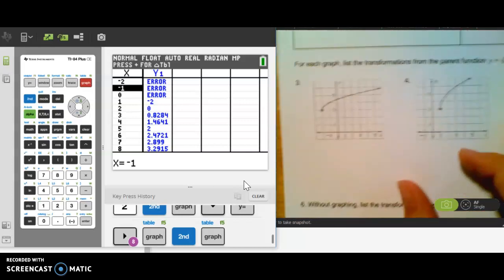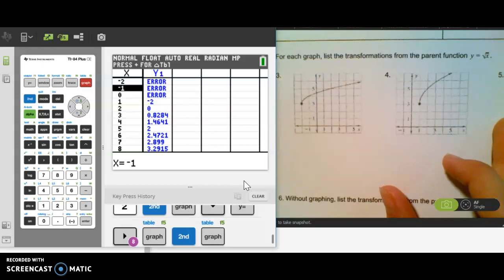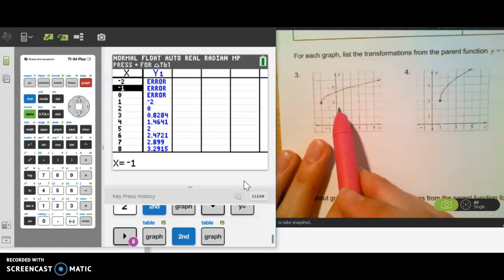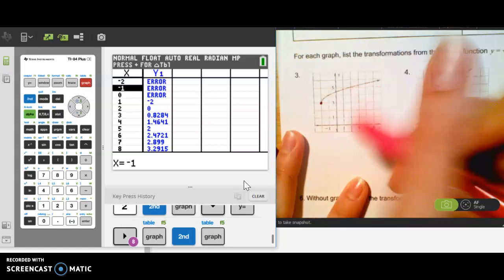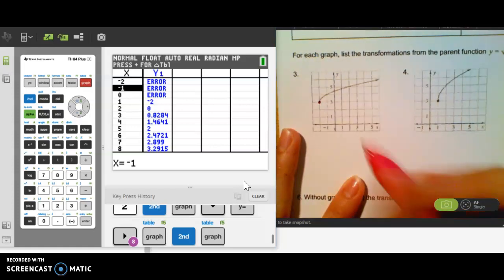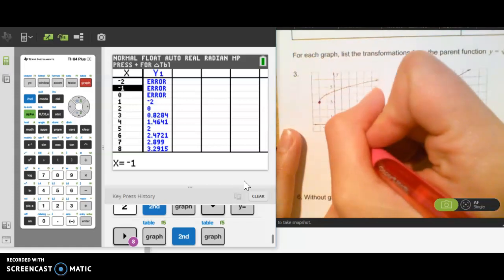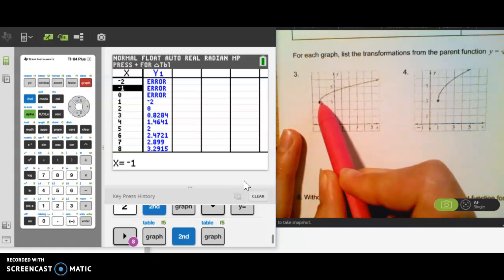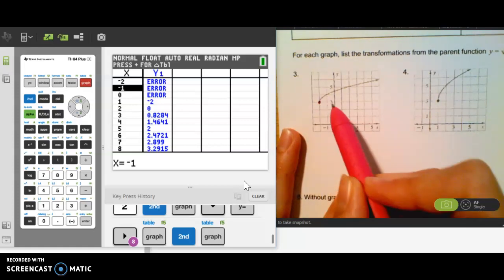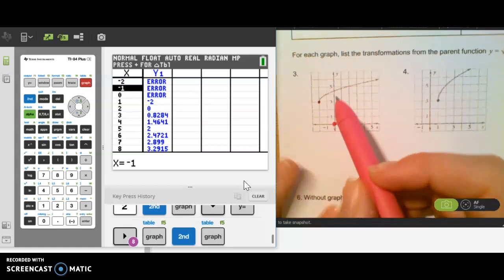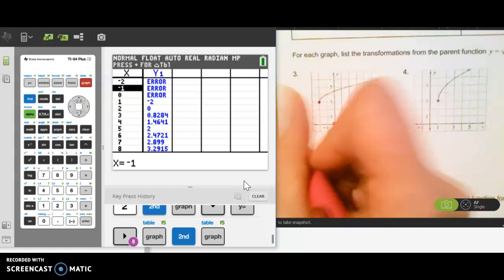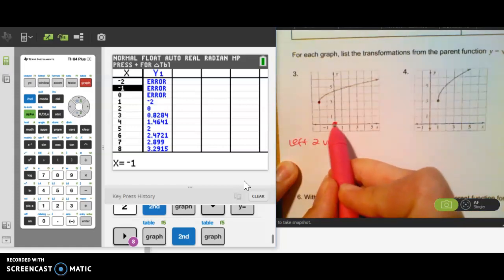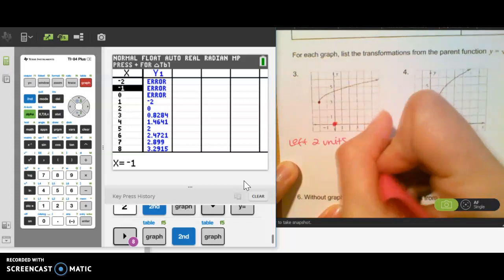All right, next one. For each graph, list the transformations from the parent function y equals the square root of x. So here is our graph. We see that our starting point is here at -2, 3. Well, what does that mean? Usually our starting point is here at 0, 0. So we are trying to find what happened to get from here to here, and then was it stretched, shrunk, or neither? All right, well, to get from here to here, we actually went left 2 units. Because we start at 0, 0, we went left 2, we went up 3.